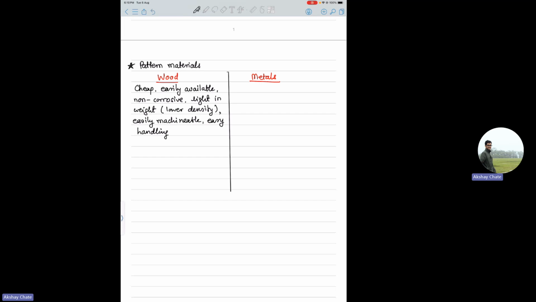And these are the advantages. What are the disadvantages? Prone to dimension changes, and the most important factor that affects its dimension is moisture content.